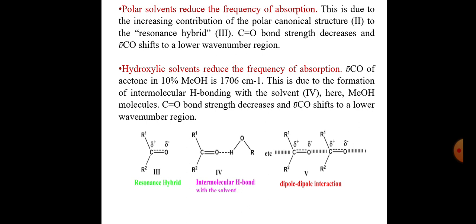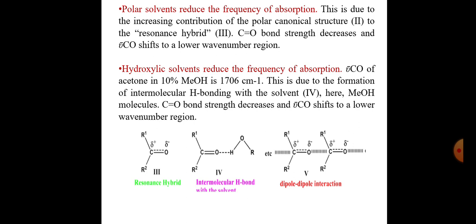Polar solvents reduce the frequency of absorption. This is due to the increasing contribution of polar canonical structure 2 to the resonance hybrid structure 3. The carbonyl bond strength decreases. The carbonyl frequency shifts to a lower wave number. Hydroxylic solvents also reduce the frequency of absorption. For example, the carbonyl stretching frequency of acetone in 10% methanol is observed at 1706 cm⁻¹.